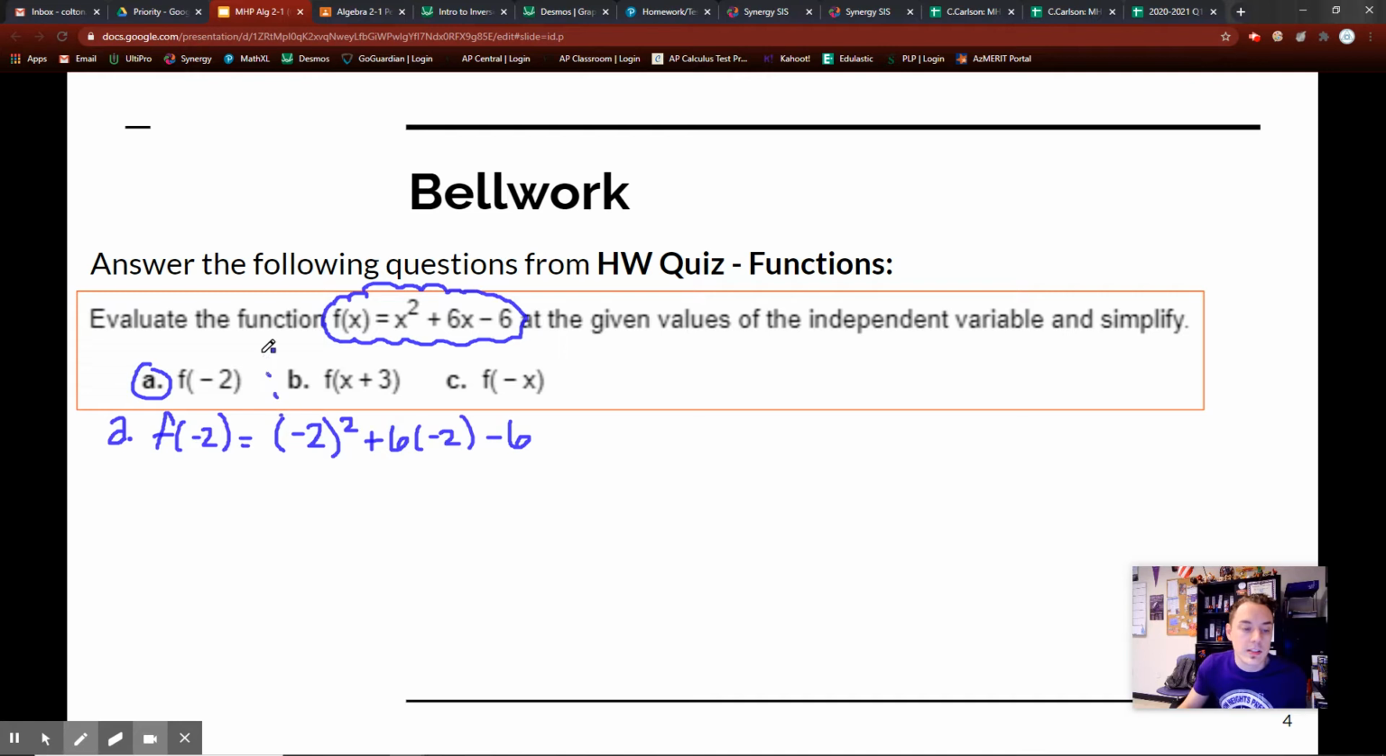Now, why are parentheses important? I'll show you why. If you type negative 2 squared without parentheses on Desmos or a calculator, what you're going to get is negative 4. If you do negative 2, in parentheses, squared on your Desmos or calculator, what you're going to get is 4. Now notice, one's negative, one's positive. Why? Because what this is saying, and I'll erase this here.